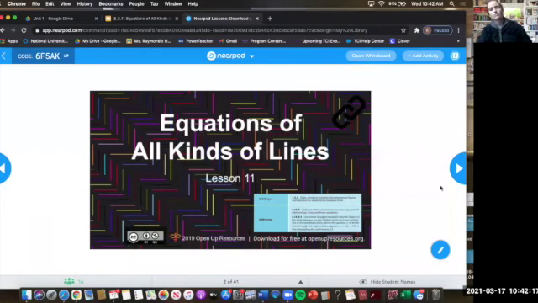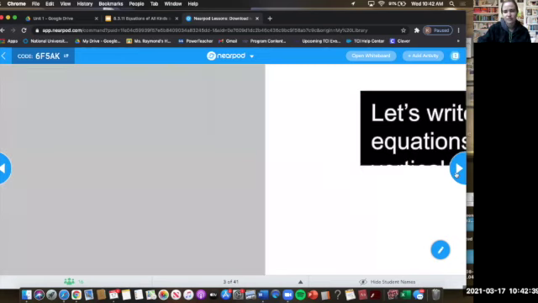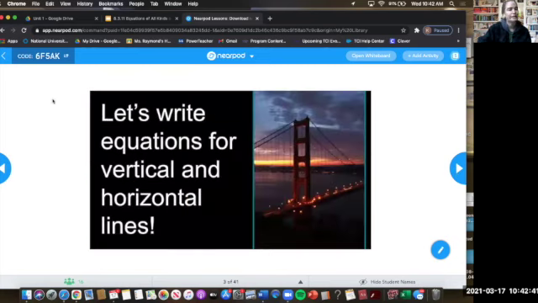Okay, so let's get started. Equations of all kinds of lines. We're continuing this from Monday, right? We're looking at different types of lines, like horizontal lines, vertical lines, slope-intercept lines, and differentiating them and creating equations for them. So just kind of finishing up what we did on Monday, clarifying some stuff and answering questions.